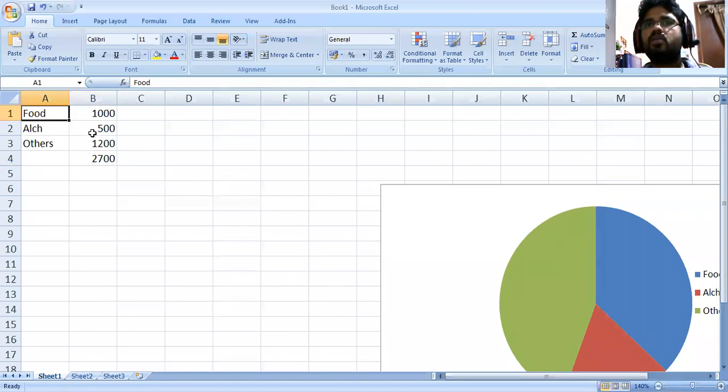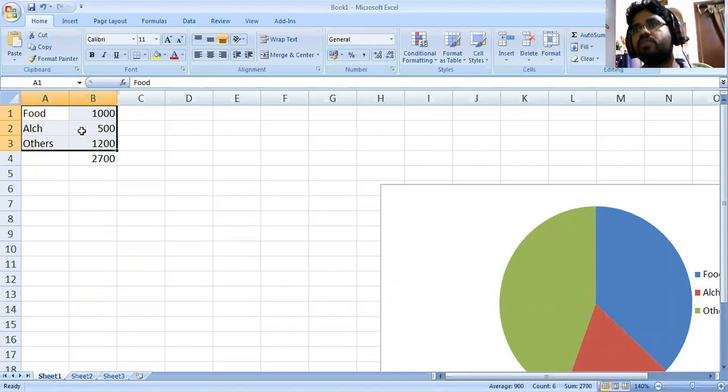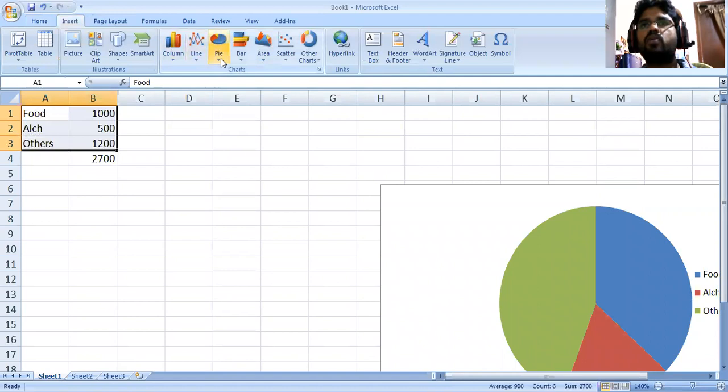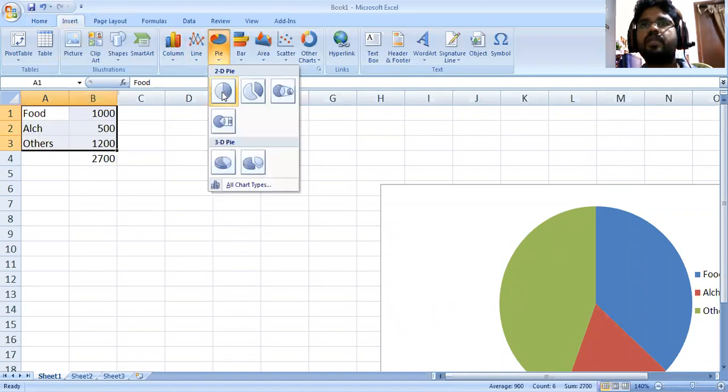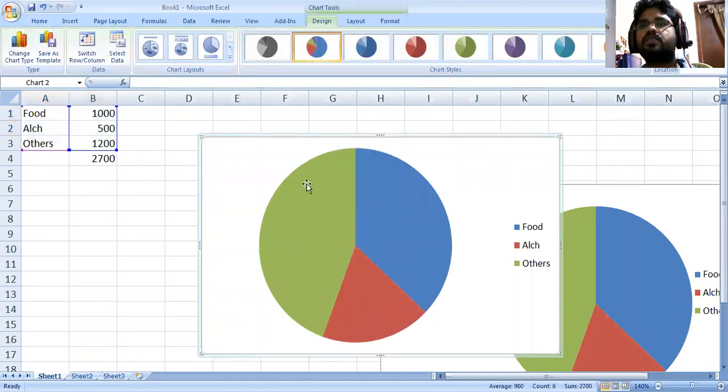For example, you want to know how much percentage, but we are not representing percentage. We are only showing actual values in terms of rupees. But if you want to know how much percentage you are allocating, in order to know that, you can select the data, go to insert, and go to pie diagram. Then you can click it. Is it visible now?